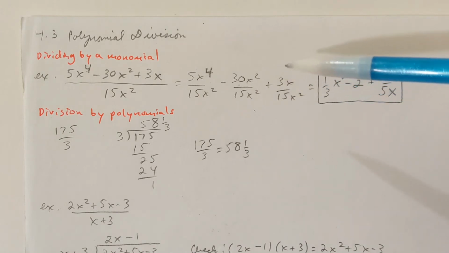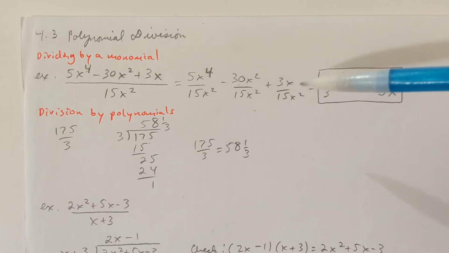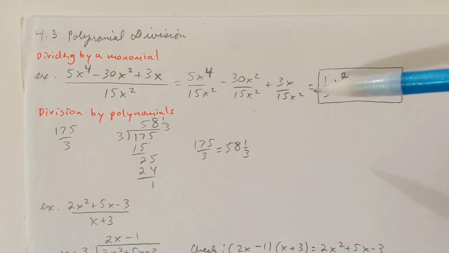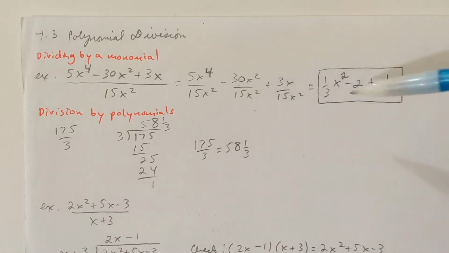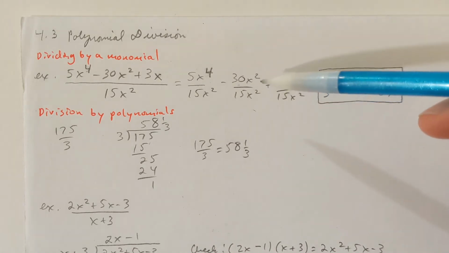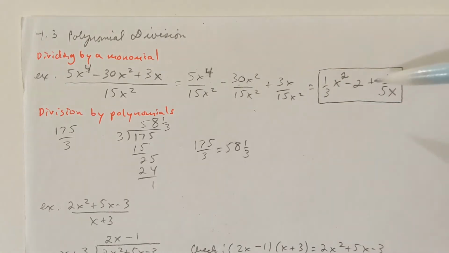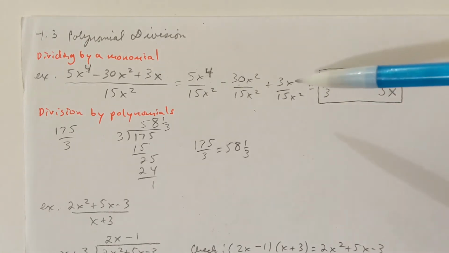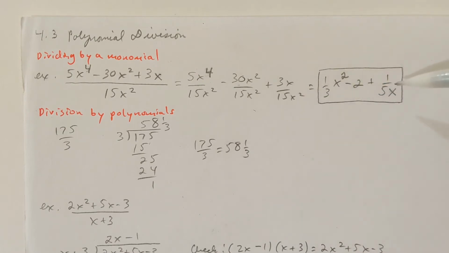Okay, so I got 5x to the fourth over 15x squared, minus 30x squared over 15x squared, plus 3x over 15x squared. 5 over 15 is 1/3. X to the fourth over x squared is x squared. 30 over 15 is 2. Plus 3 over 15 is 1/5. X over x squared is 1 over x. So 1 over 5x. And that's as far as I can take this.